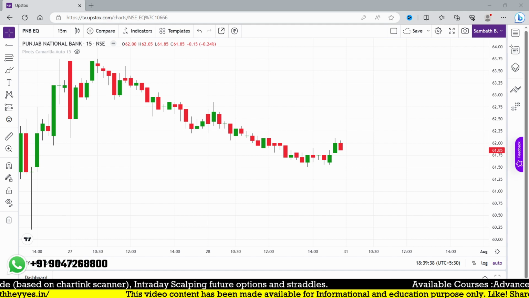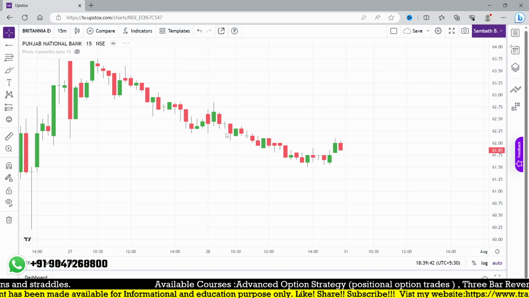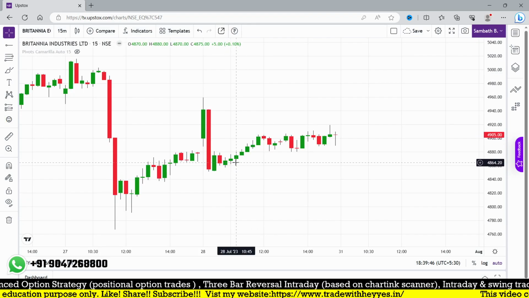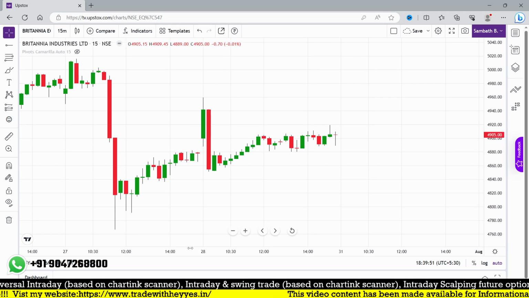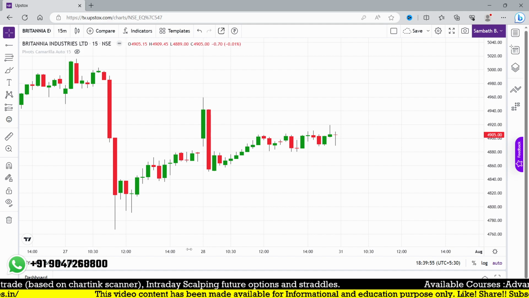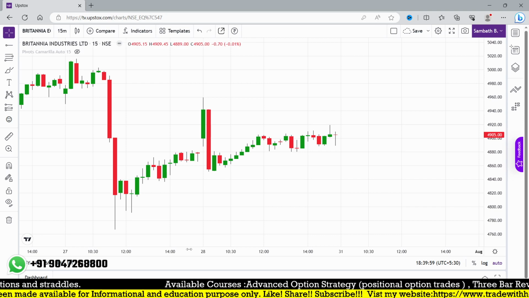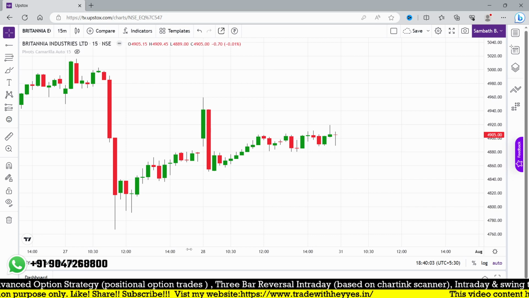And even more stocks which we can find on the same time frame, Britannia. So look at this Britannia from that point around 10:45 maybe here, and it was a quite consecutive move. So this is a scanner we can create in this video to find 15 minute reversal stocks or trend continuation patterns by using a charting scanner.